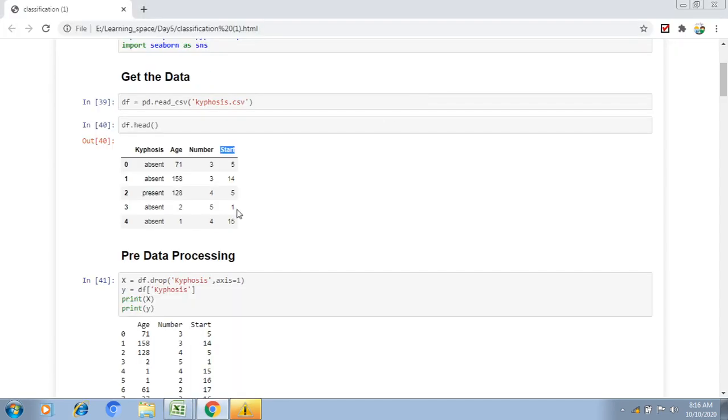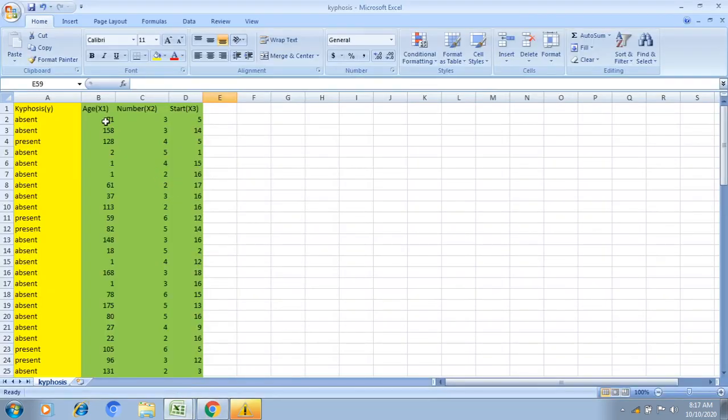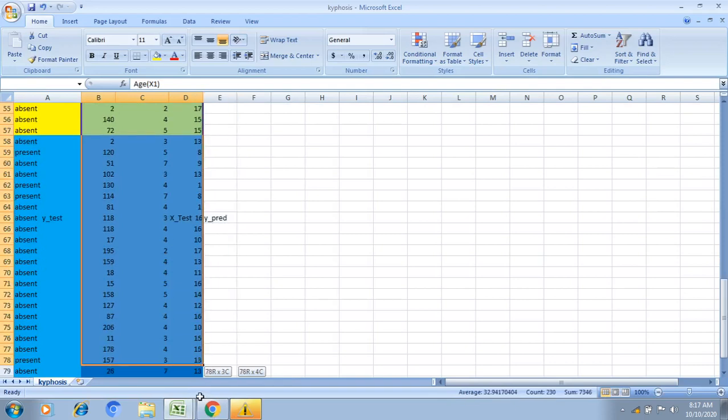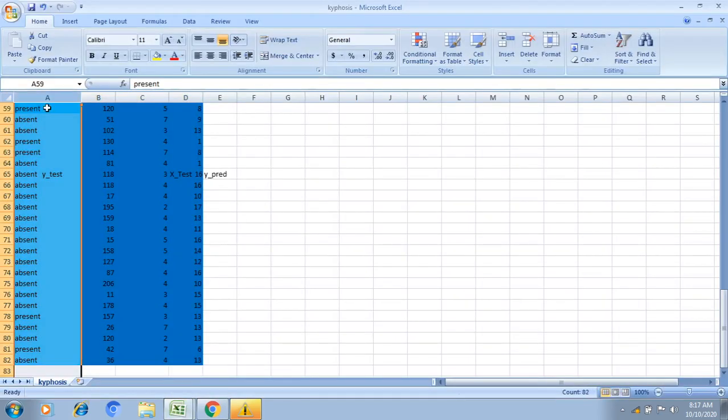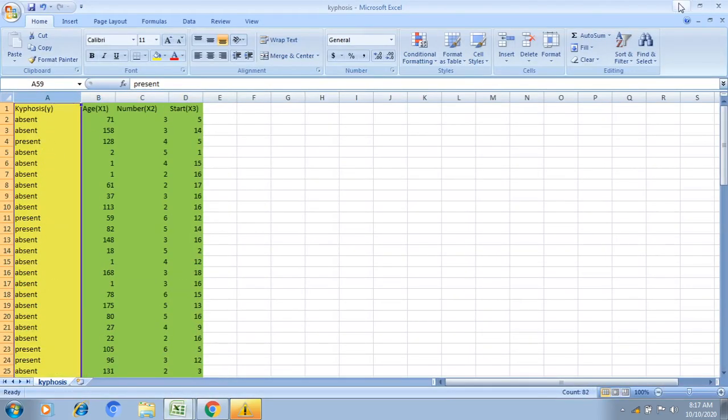Okay, first 5 records I'm displaying using the head command. Here I'm dropping the complete data set. The data frame contains the complete data set. Here I'm dropping the Kyphosis column. I'm mentioning that this is x, that means age, number, start. These three columns are x. Then the y is my target data. Kyphosis is my target data.